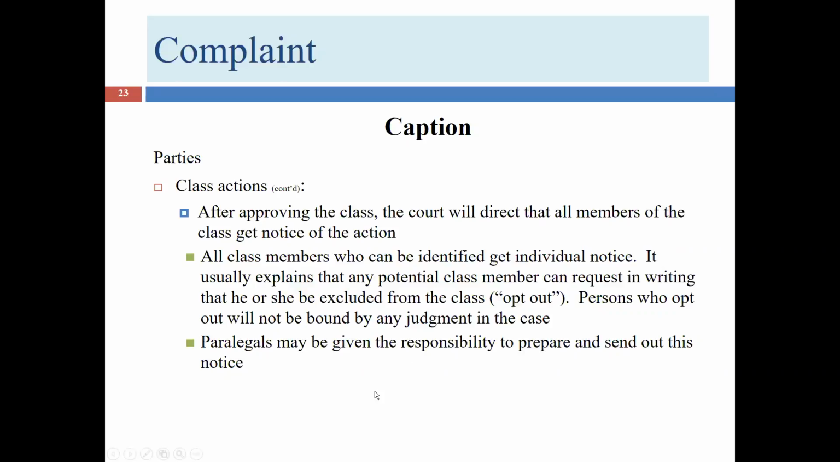If a person opts out, he isn't going to get any goodies from the lawsuit, but he's also not limited by whatever happens in that lawsuit. It's common for paralegals, by the way, to prepare this notice, to develop the lists and the addresses and all the database to make this happen, to send out those communications, and then to manage the opt-out data.